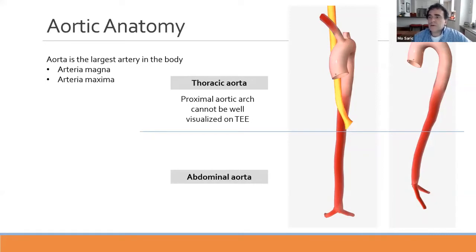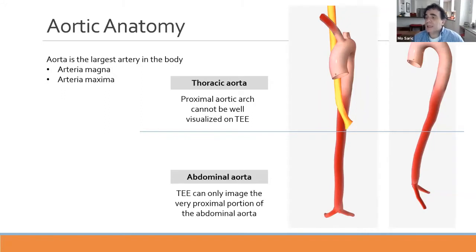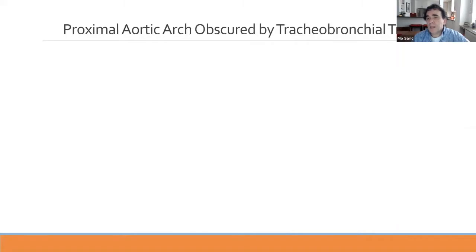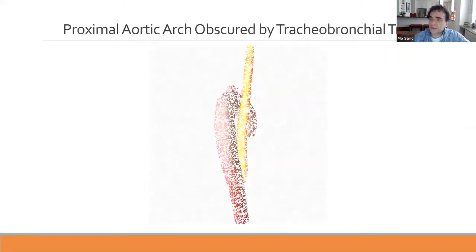Thoracic aorta consists of a proximal arch as well as the distal arch. The proximal arch cannot be well visualized by TEE, and we'll see why that is the case. The abdominal aorta cannot typically be visualized by transesophageal echocardiography, except for the very proximal portions around the origin of the celiac trunk or the superior mesenteric artery. And now let's look at why the proximal aortic arch is obscured by the tracheobronchial tree.